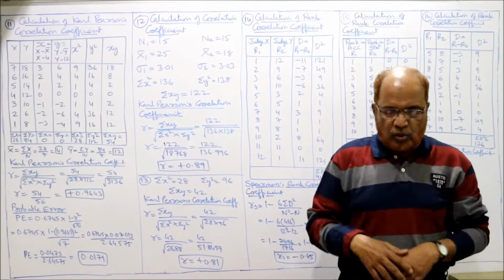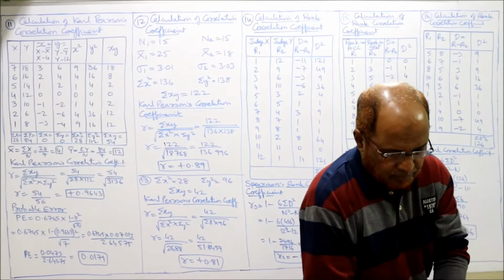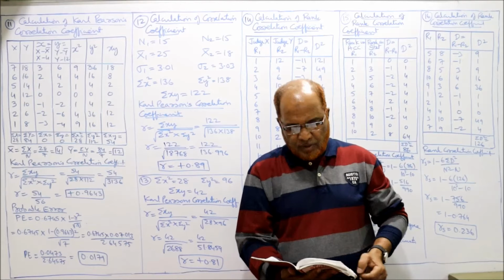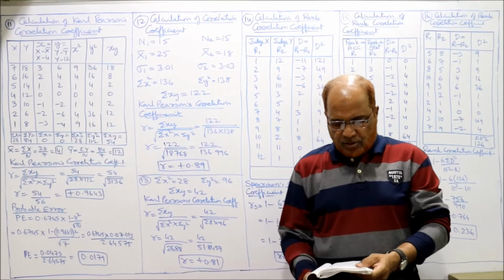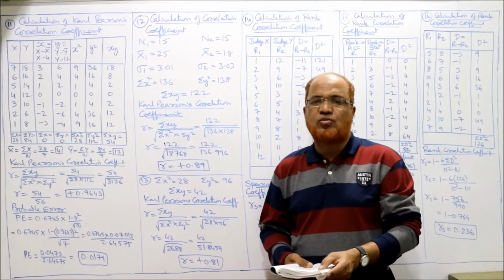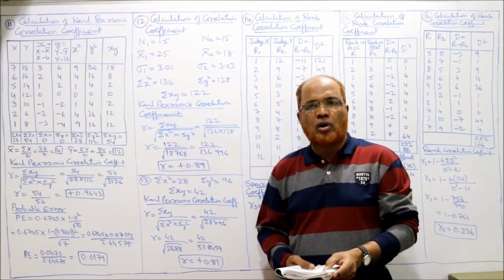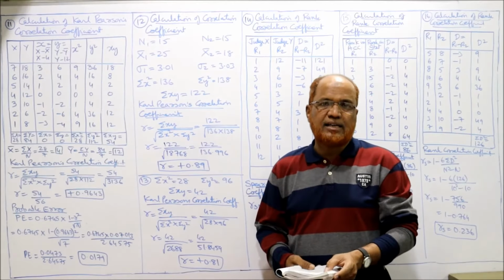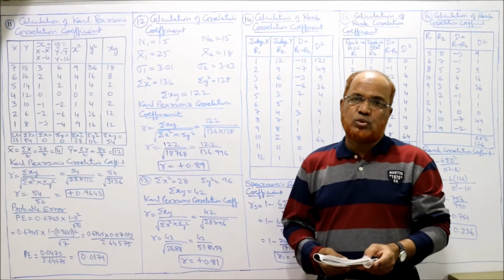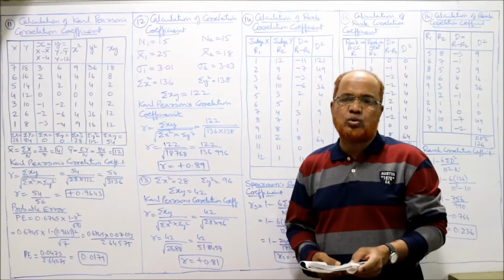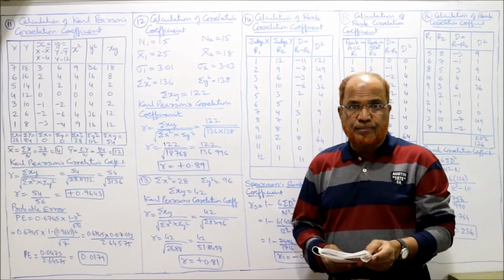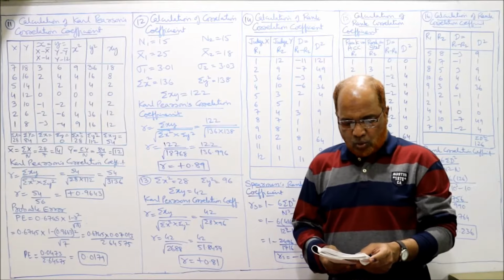Now, problem number 14. See the problem number 14. Two judges in a beauty competition rank the 12 entries as follows. So actually in a beauty contest, 12 contestants are taking part, and two judges are there to give the ranking to the participants. The ranks are given by X judge. X judge has given the rank 1, 2, 3, 4.